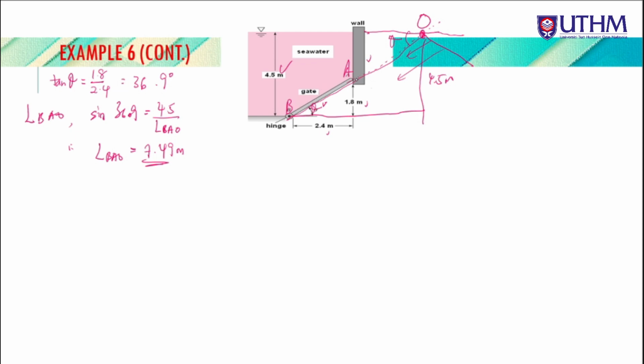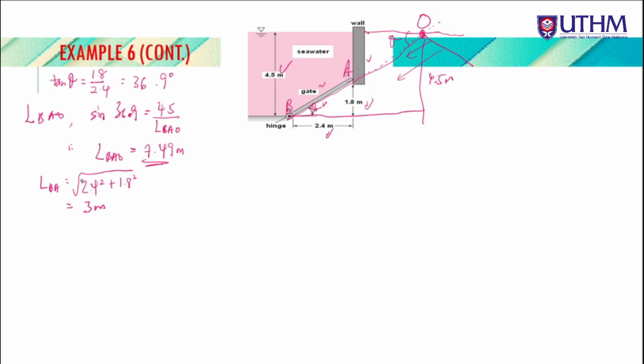Macam mana nak dapatkan panjang gate ni? Mudah je lah, kan? So kita tahu ni, kita boleh kira yang ni. So LBA, panjang BA ni, gate ni, equivalent to 2.4 square tambah 1.8 square, square root of all, kan? So panjang of BA ni kita akan dapat bila kita tekan kalkulator, okay, 3 meter.